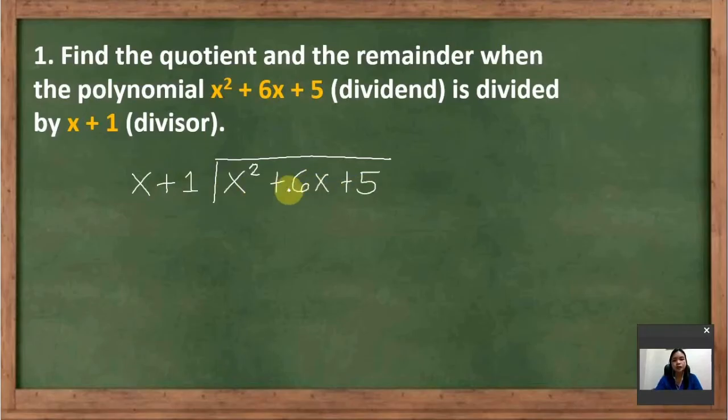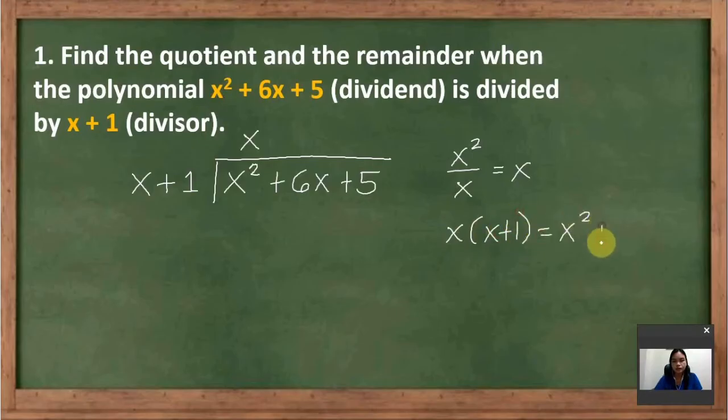So make sure that the arrangement of the terms in the dividend is in descending order, the arrangement of the exponents. The same with the divisor. So the first step is to divide the first term of the dividend with the first term of the divisor. So x squared divided by x is just x. Then write it here, we have x. Then next is multiply x by the divisor, x plus 1. So this is x squared plus x. So we will write here minus the quantity of x squared plus x.